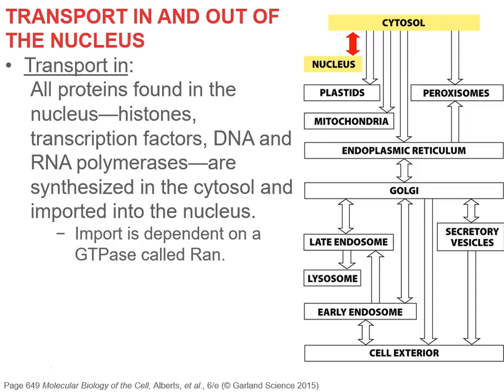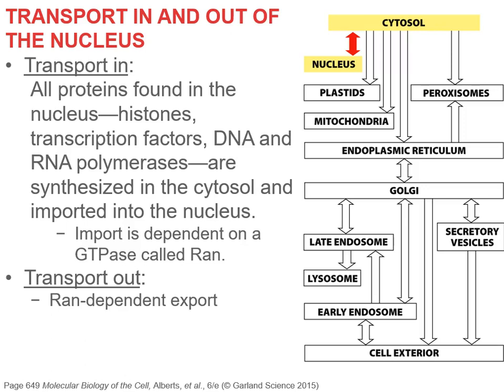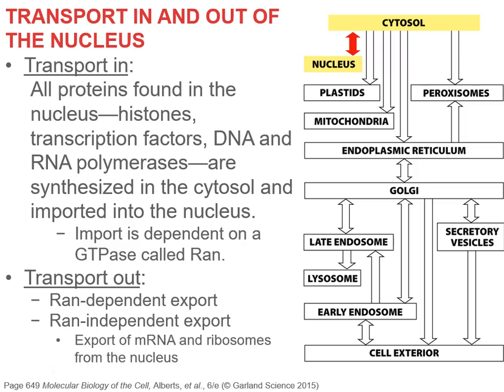For transport in, we saw that proteins that are found in the nucleus, like histones, transcription factors, DNA and RNA polymerases, are synthesized in the cytosol on ribosomes, and they have to be imported into the nucleus. They're imported into the nucleus using the RAN system. For transport out, we have RAN-dependent export, as I showed you, but we also have RAN-independent export, such as the messenger RNA, and I didn't talk about ribosomes, but they don't use RAN either. So messenger RNA and ribosomes are able to be exported out of the nucleus without using the RAN system.